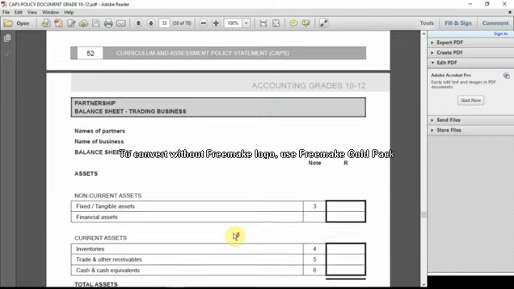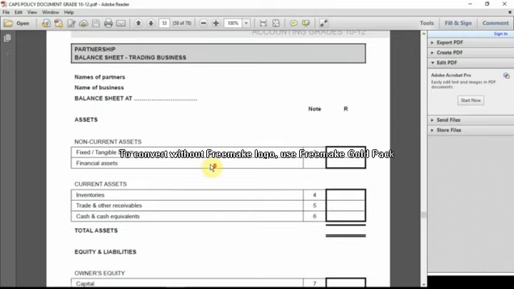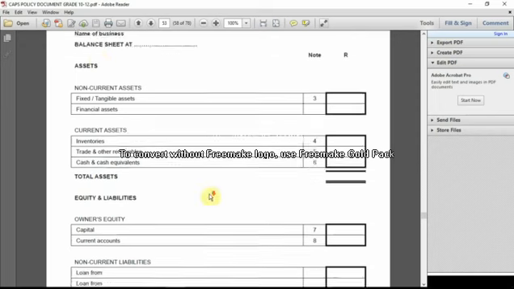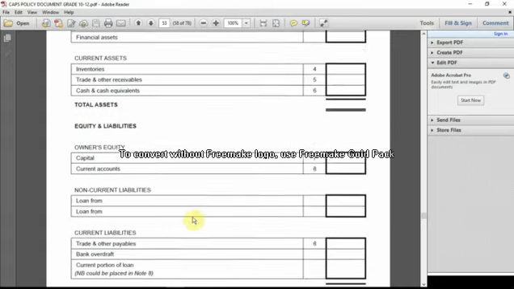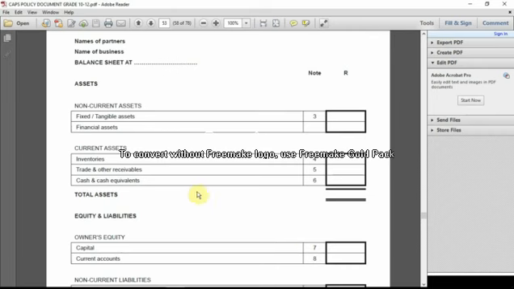So now that the income statement is tackled, let's focus on the balance sheet. The balance sheet shows the financial position of the business, or the partnership in this particular case. So it is basically the accounting equation: assets equals owner's equity plus liabilities.